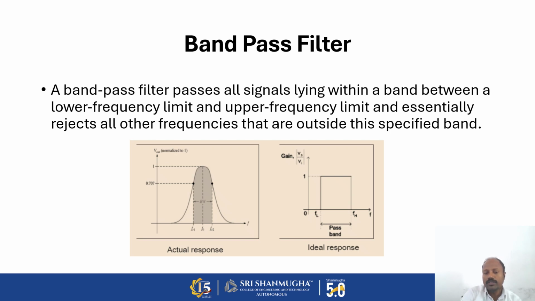and the next figure is the ideal response. So the lower frequencies and very high frequencies are cut off, and the range of frequency in the middle will be allowed to pass through. The figure shows the graph between the x-axis frequency versus gain.